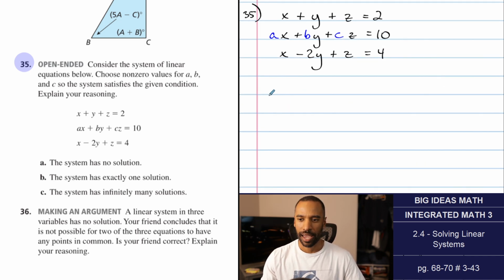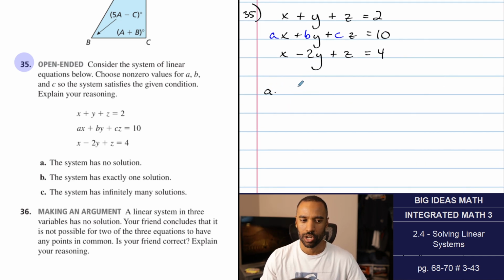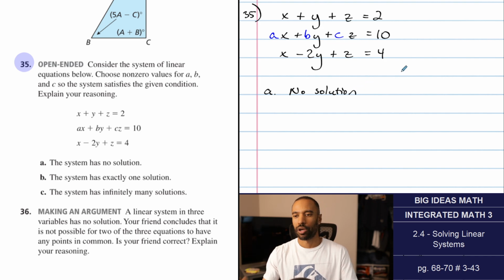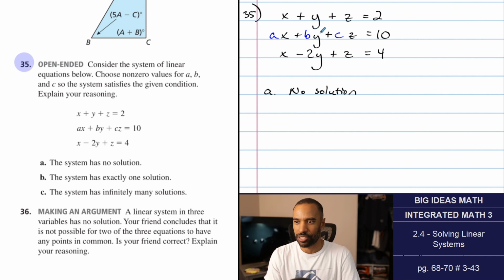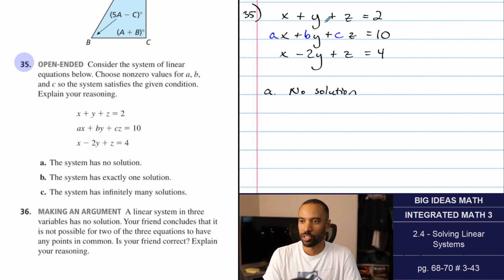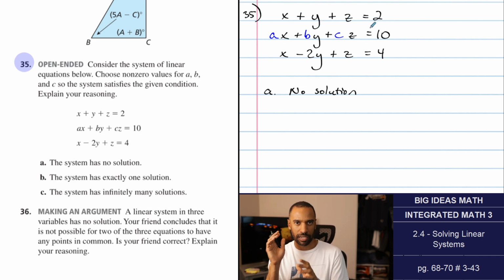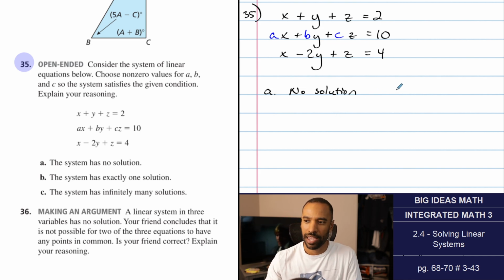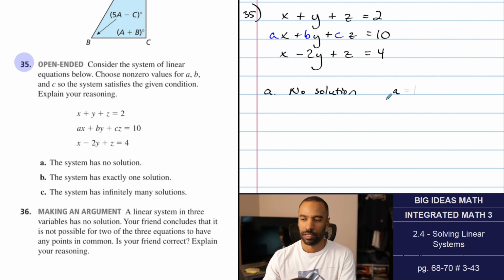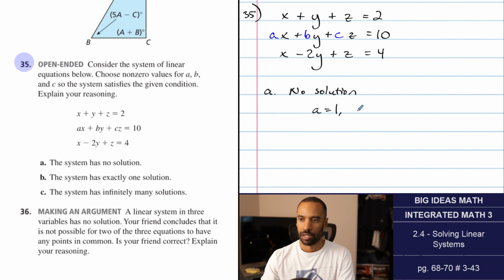Okay, part A, we want the system to have no solution. To have no solution, you could probably turn A, B, and C into 1. If you turn them all into 1, then they'll cancel with the top equation. I'm thinking elimination. They'll cancel with the top equation on these variables here, and 2 and 10 won't combine to equal 0. So if A equals 1, B equals 1, C equals 1.